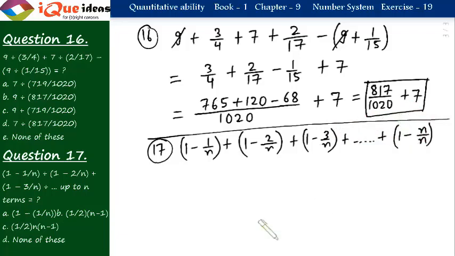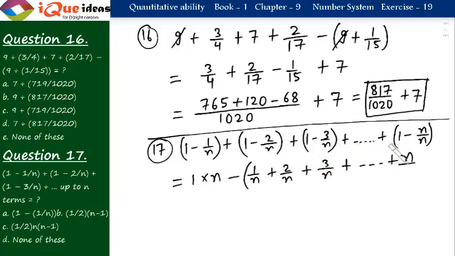Okay, now let's see. Separate them as we did in the last question. Add all the integers. If you look at it carefully, 1 is the integer part in all n parts. So there are total n parts and each part has a 1. So the total sum of those 1s will become 1 into n. Now the remaining parts all are negative, so take minus sign, and inside the bracket you will have 1 by n plus 2 by n plus 3 by n up to n by n.